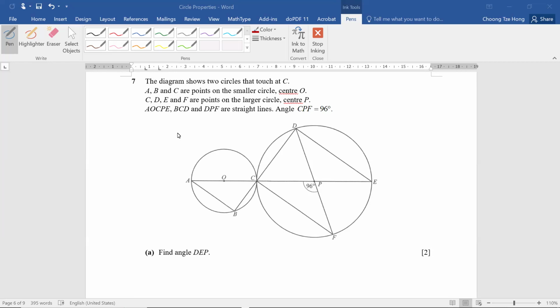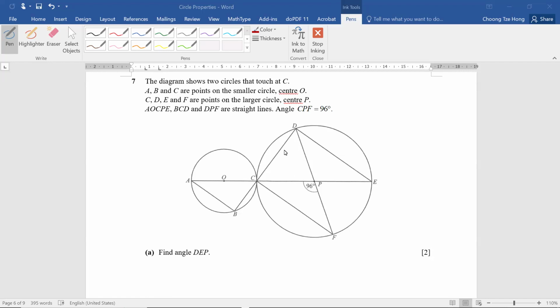The diagram shows two circles that touch at C. A, B, C are points on the smaller circle with center O. C, D, E, F are points on the larger circle with center P. A, O, C, P, E, B, C, D, and D, P, F are straight lines. So over here we have one very long straight line, A, O, C, P, E, right across. B, C, D is a straight line, and D, P, F is also a straight line.